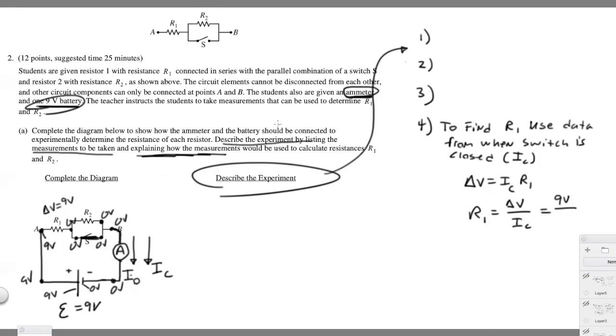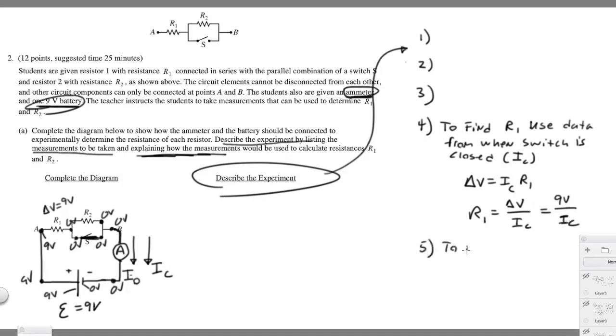Where is it? Oh, you know what? That comes later. That comes the next part. So for right now, this is just going to be over current with the switch closed. You can leave it like that.